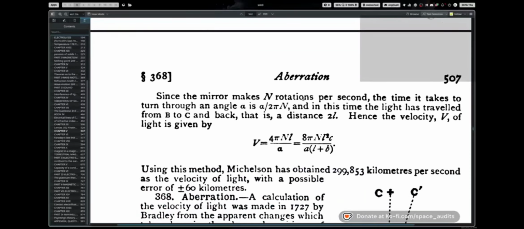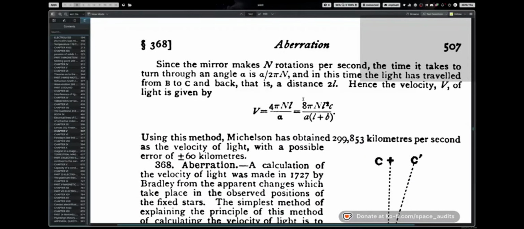Since the mirror makes N rotations per second, the time it takes to turn through an angle alpha is alpha over 2 pi N, and in this time the light has traveled from B to C and back. That is a distance of 2L. Hence, the velocity V of light is given by this formula here, 4 pi NL over alpha, which was essentially equal to 8 pi NL squared C over A times L plus B, degrees, alpha being in degrees.